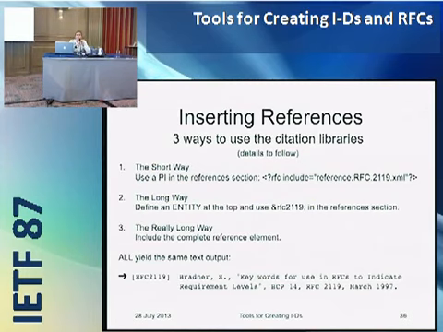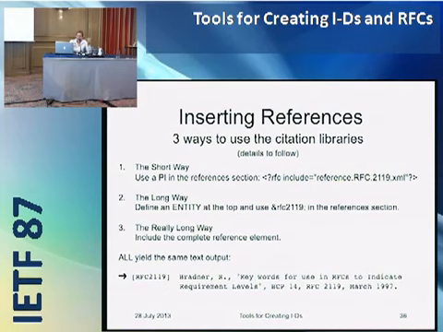As I mentioned, there are multiple ways to get the same effect. The short way, the long way, the really long way, they all yield the same text output, which is what's shown at the bottom, basically a reference, as you would normally see it at the end of an Internet Draft. So I'm going to walk through the short way, the long way, and the really long way. In short, the short way is a processing instruction. That's what PI stands for. A processing instruction in the references section where you're telling it, include this file.